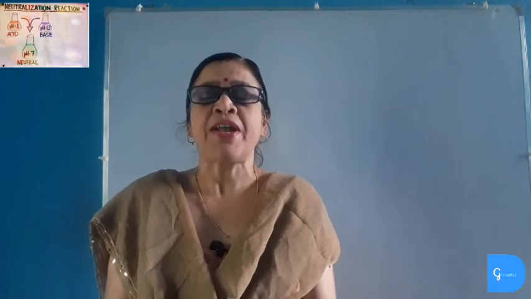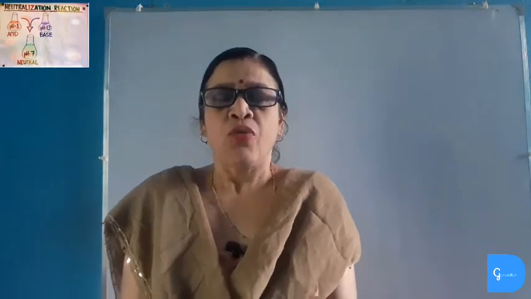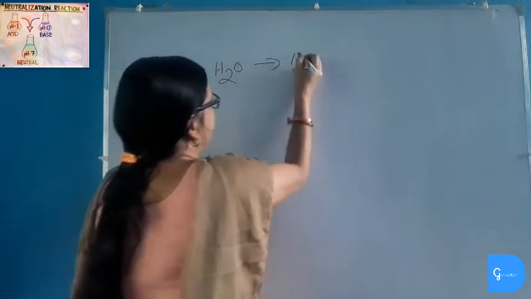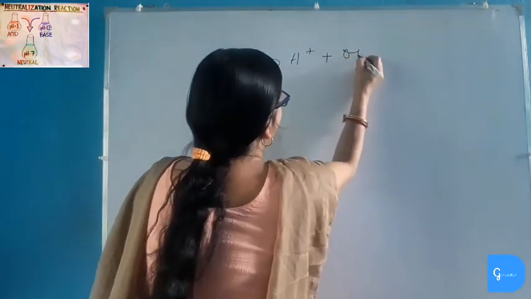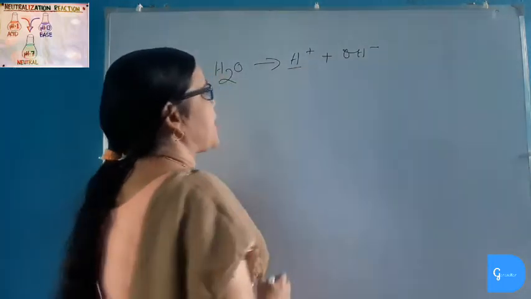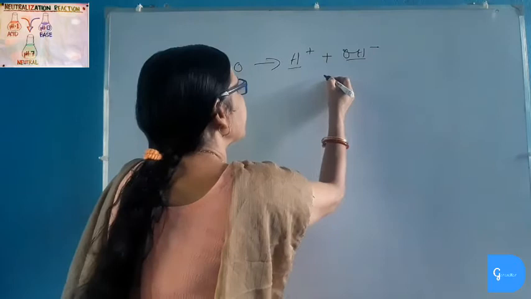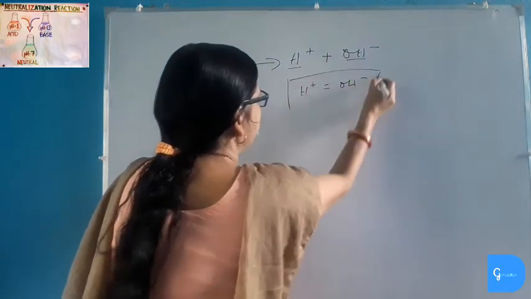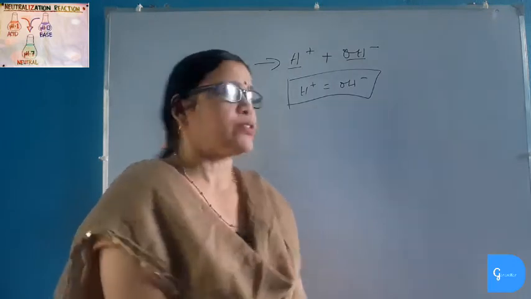Today we will study the strength of acid and basic solution and pH scale. Water slightly ionizes to produce hydrogen ion and hydroxide ion. In pure water, the concentration of hydrogen ion and hydroxide ion are equal. And for this reason, water is a neutral substance.